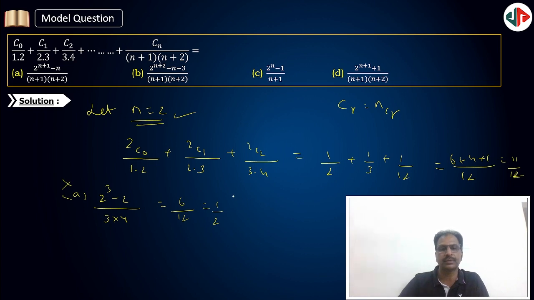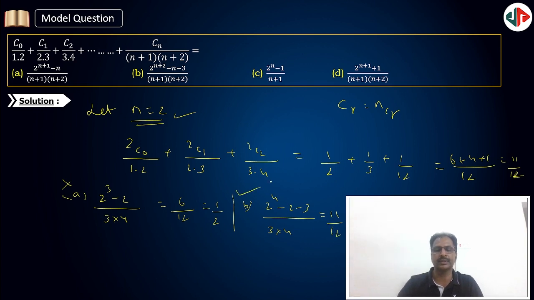Option A is wrong. Next, take option B. Put n is equal to 2: 2 power 4 minus 2 minus 3 by 3 into 4. 16 minus 5, 11 by 12. So option B is correct.